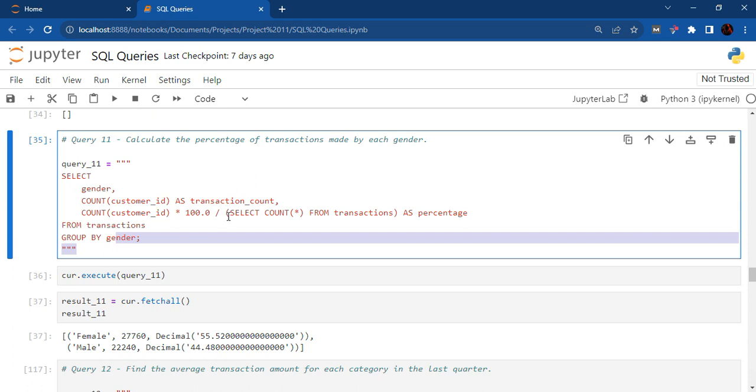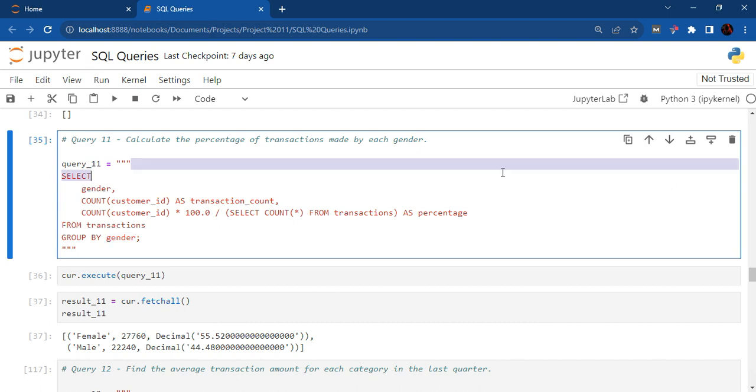This makes sense. Okay, let me explain this again. I think some people may not understand this. We're trying to get the count of the customers, which is 50,000, because we have 50,000 customers, times 100 divided by what? The same count again, because this also will give us 50,000. So it's just like 50,000 times 100 divided by 50,000, to get the percentage.